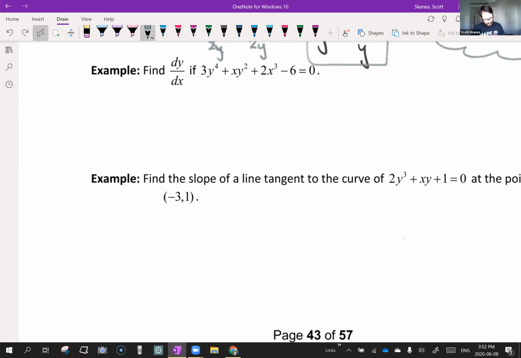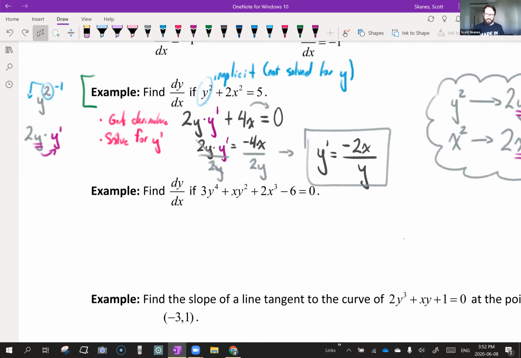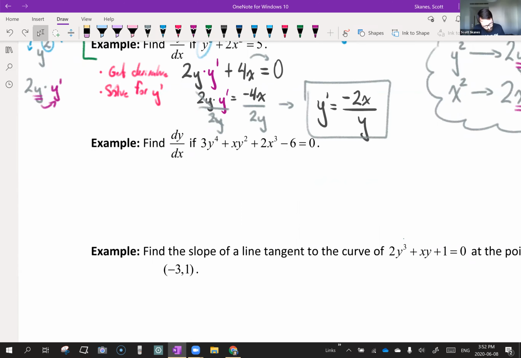Okay, find dy by dx. So that means find the derivative. You don't need to use the term dy by dx. You can use the word y prime. It's the same thing. So let's see. We need the derivative of 3y to the power of 4. If it was an x, this would be 12y to the power of 3. But it's not an x. It's a y. So it spits out this y prime term.